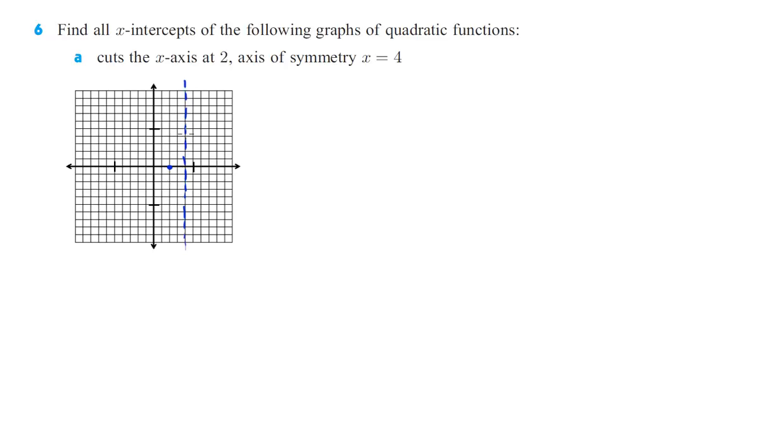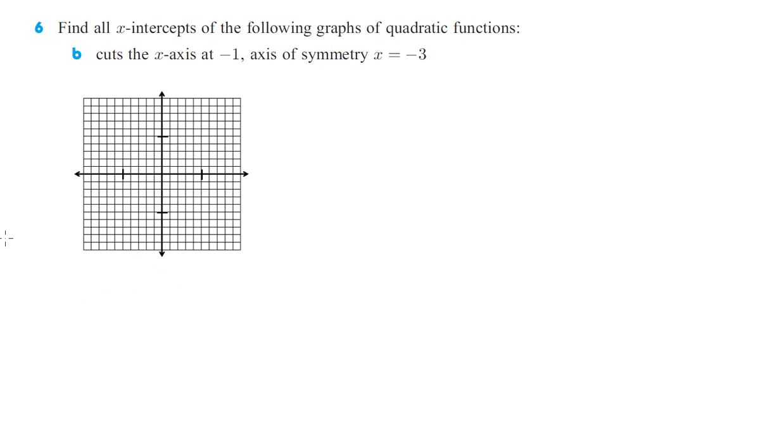Okay, find all x-intercepts. So if there's an x-intercept here, and that's the axis of symmetry, it's 2 away to the left. This can also have another one over here, 2 away to the right. Okay, and that's all it says. Find all x-intercepts of the following graph. So x-intercepts are at x equals 2 and 6. Okay? All right. Moving on to the next one.